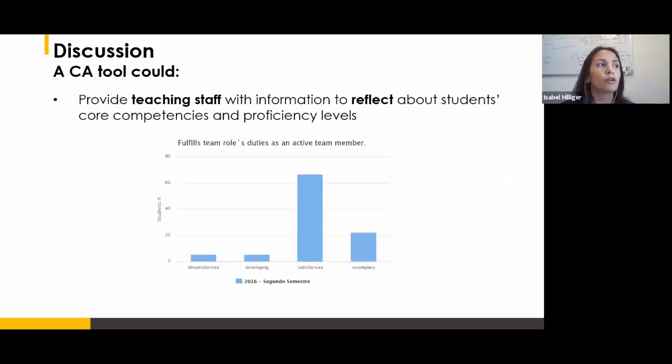And finally, we also concluded that a curriculum analytics tool could provide teaching staff with information to reflect about students' core competency and proficiency levels. For us, regardless of having a skill-based curriculum, it happened a lot that teaching staff felt that their courses were content-based. And because we had automated reports, and we helped them to build these automated reports based on assessment tools in their courses, they could now have automated information to see how students perform in terms of skills and be more conscious of how they are contributing not only within their course, but in the trajectory of the student in the whole study plan.